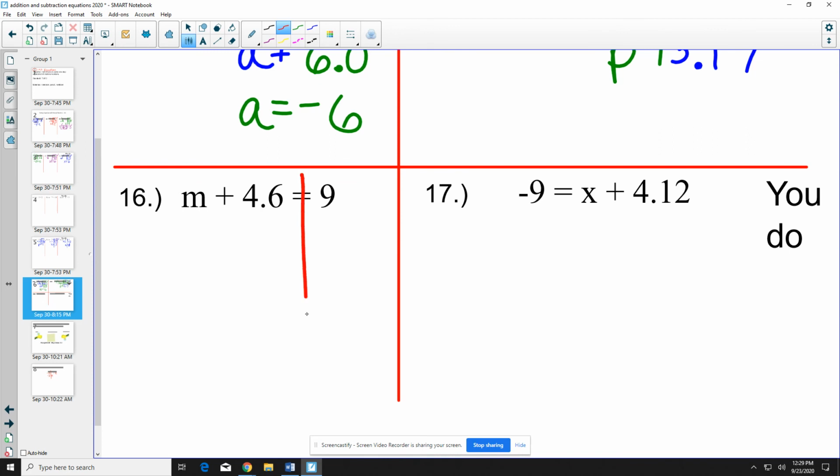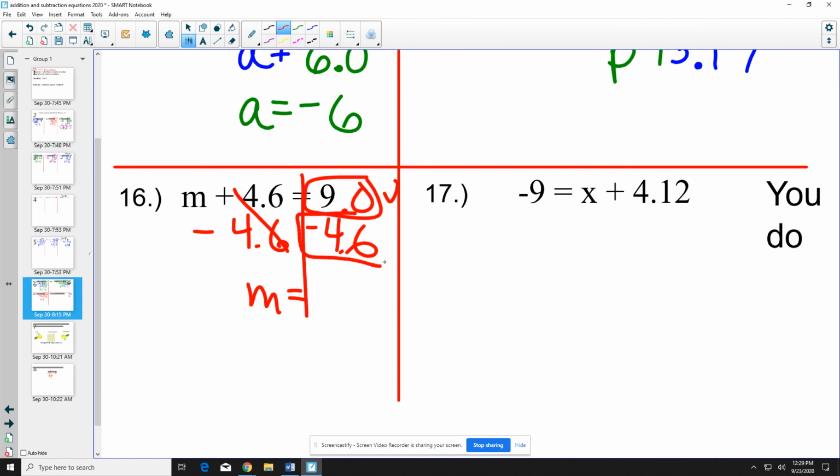All right, now that you're done, check on 16. Did you subtract 4.6 from both sides? And when you did, if I box and check and line up my decimal points, they're different, so I do want to subtract. Looks like I'm going to get a 4.4, and the higher number was 9, which is positive, so it's a positive 4.4. You could also use your calculator and do 9 minus 4.6. You should get a 4.4.